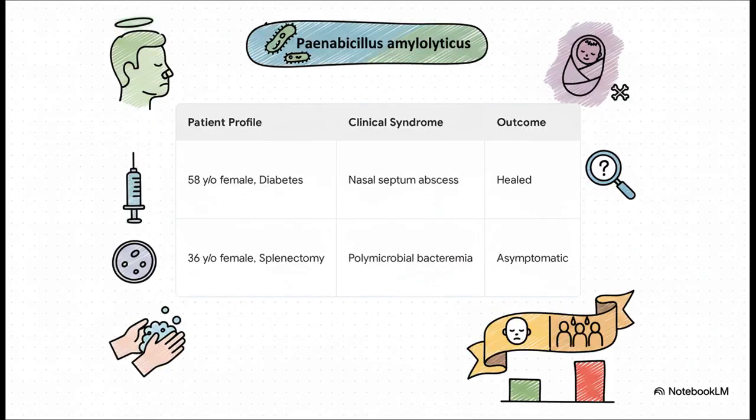And look, while a lot of that scary neonatal data is at the genus level, mostly from Paenibacillus thiaminolyticus, these specific case reports for Paenibacillus amylolyticus itself confirm that it is, without a doubt, a human pathogen. Here we see it causing a nasal abscess in a patient with diabetes, and here it is involved in a polymicrobial bacteremia.